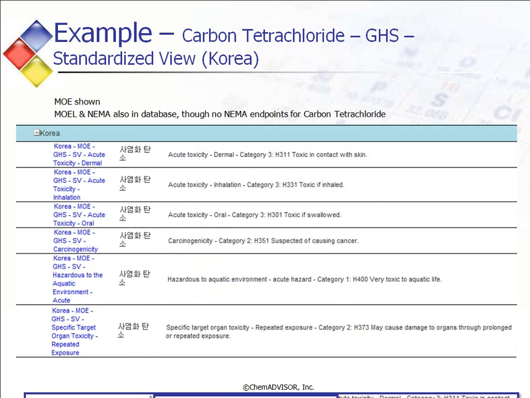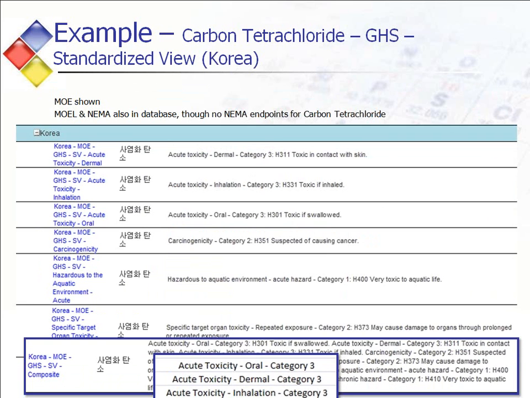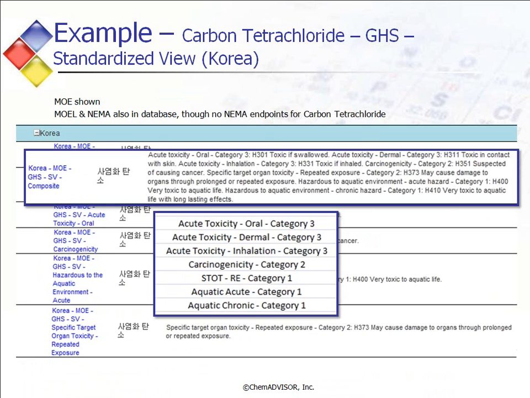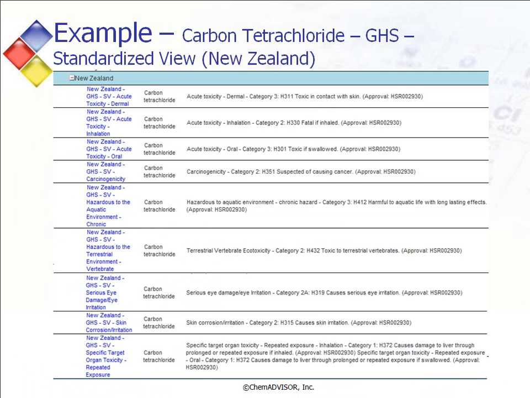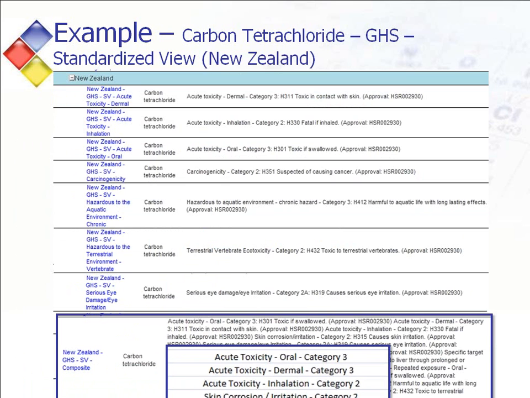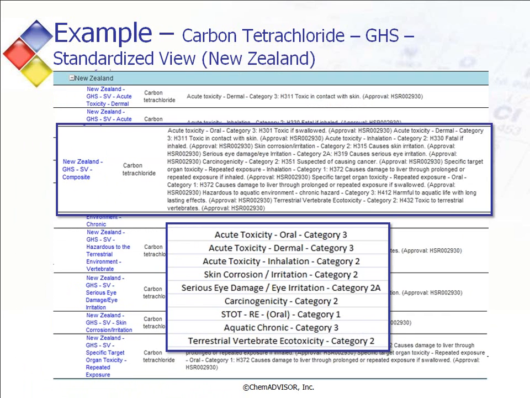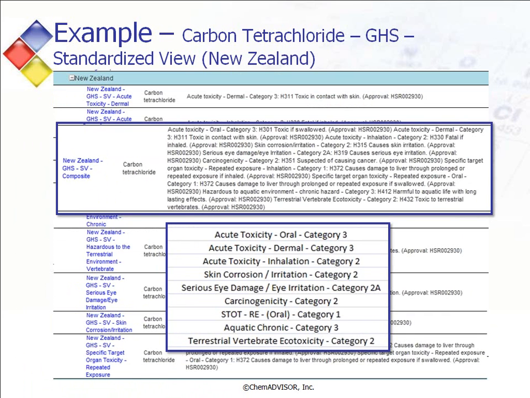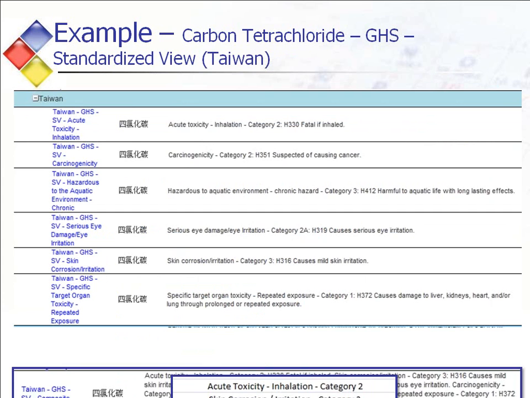Korea, and these classifications obviously differ. Not every country is classifying for the same scope of endpoints, and when they are classified, as we saw for the carcinogenicity example earlier, countries vary across the board from Category 1 in that case all the way through Category 2. And so we looked at New Zealand, here's Taiwan.